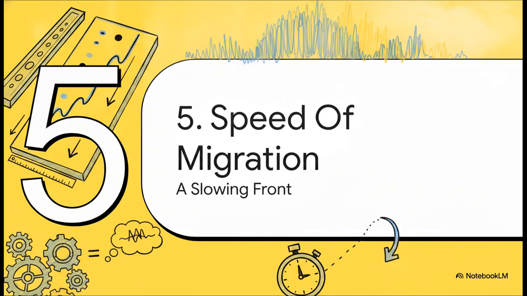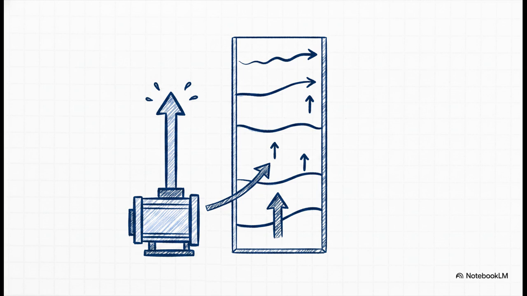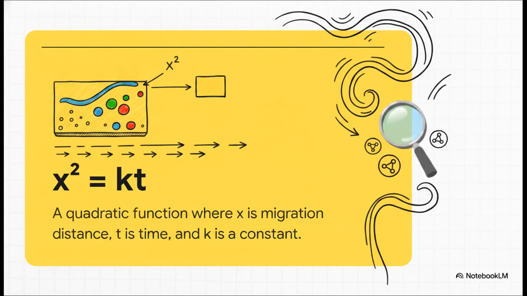Section 5. The speed of migration, a slowing front. All right, phenomenon number 3. This is where a little bit of math steps in. The speed of migration of the solvent front is absolutely not constant. Unlike a mechanical HPLC pump that shoves liquid through at a totally steady rate, the TLC solvent front moves via capillary action. And because of that, it's a complex function that continually, unavoidably, slows down as it gets higher up the plate. In fact, this migration velocity is perfectly described by a quadratic function.